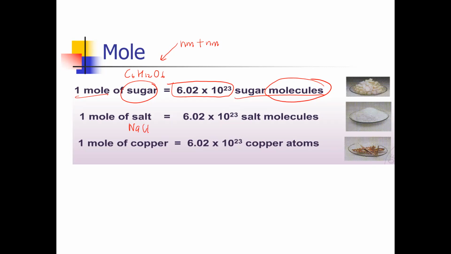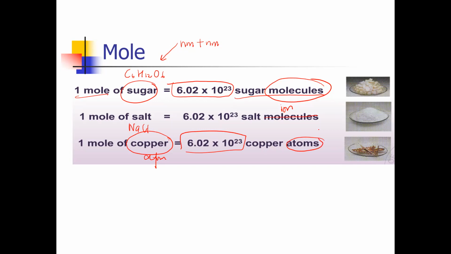So this is actually wrong. This is salt, an ion, not a molecule. And then the last one, 1 mole of copper. You and I know that copper is actually an atom, so 1 mole of copper will give me 6.02 times 10 to the power of 23 copper atoms.